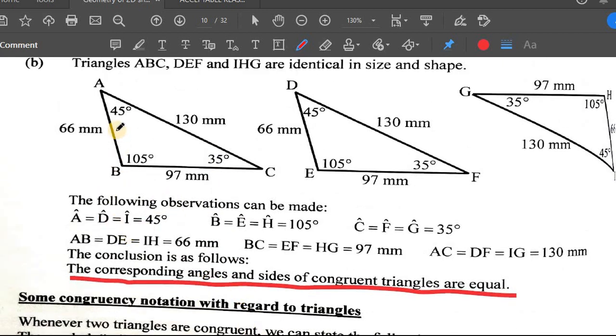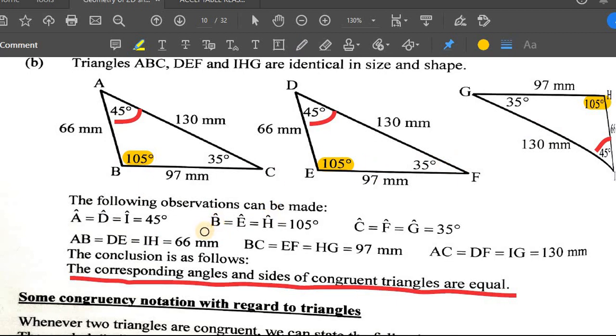Just to show you, let's do a quick one. Angle A is equal to angle D, 45 is equal to angle I. Let's find out I. Okay, there's a tiny I there. I don't think you can really see that, right? So we're saying that those angles are equal. Let's put a yellow dot. And the next one, B, E, and H. Angle B, angle E, and angle H.